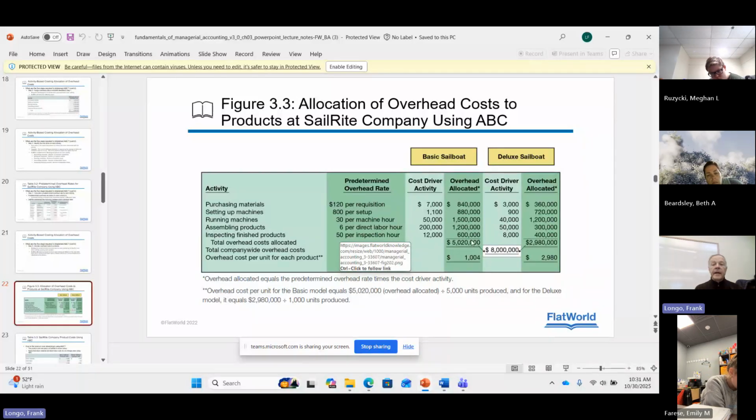When we multiply it out, our total overhead that was allocated to the basic sailboat is $5,020,000. The amount allocated to the deluxe sailboat is $2,980,000. Add those numbers up. They come to $8 million. That's what we were allocating.